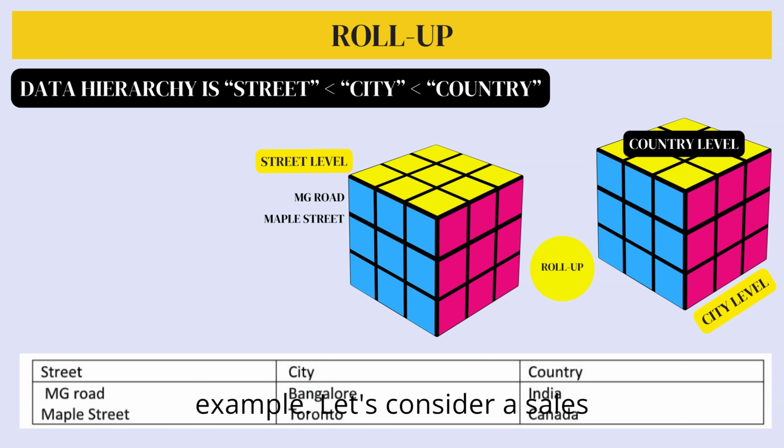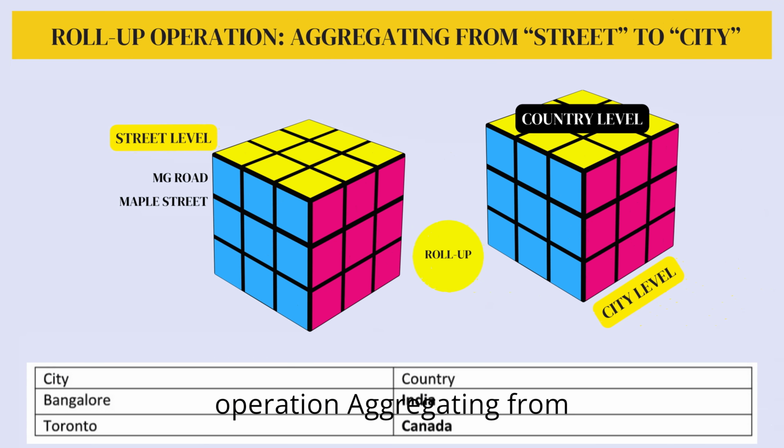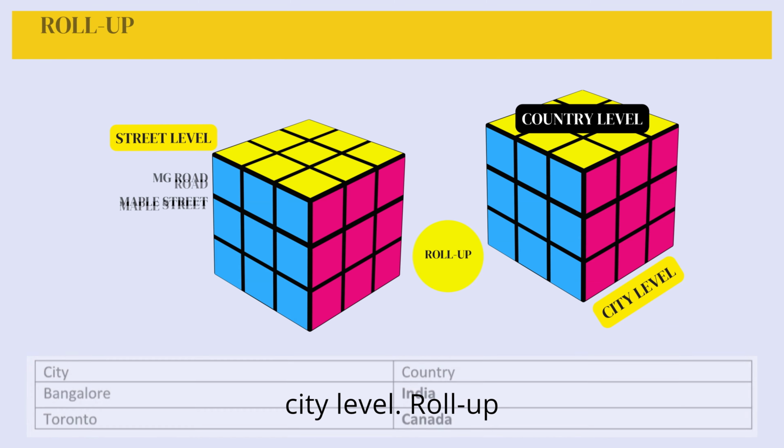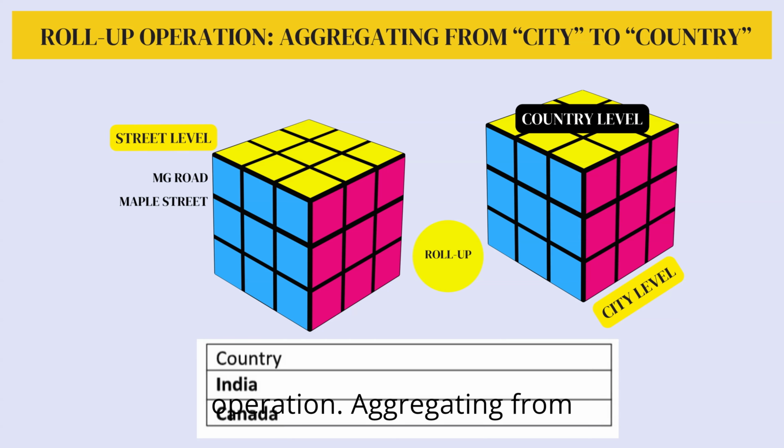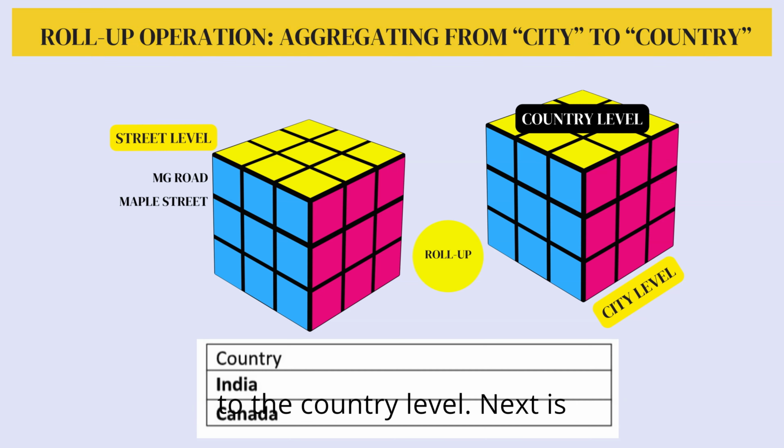Let's understand with an example. Let's consider a sales data cube with a hierarchy for the location dimension. Initial hierarchy levels: street, city, country. Initial data cube. Here the streets are MG Road and Maple Street, whereas the cities are Bangalore and Toronto, and the countries are India and Canada. Roll-up operation: aggregating from street to city. When we perform a roll-up operation, we aggregate data from the street level to the city level. Roll-up operation: aggregating from city to country. Finally, we roll up from the city level to the country level.